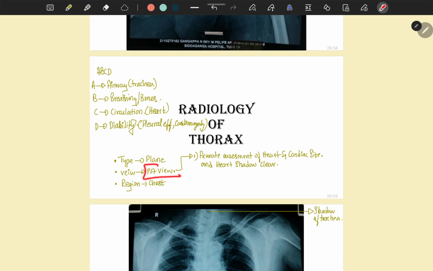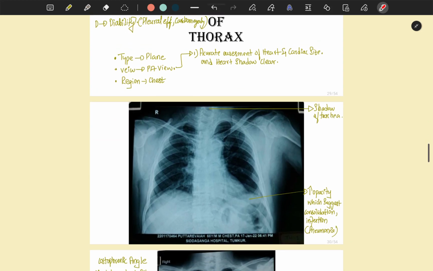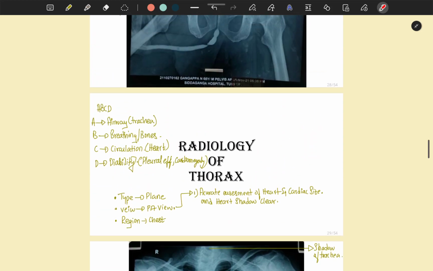Okay, why is it important for the PA view? Because accurate assessment of heart and cardiac size and cardiac shadow should be and will be clear in the PA view, unlike AP view. So here in the X-ray, you must keep in mind four features, by the mnemonic ABCD alphabets. A, coming to the A, airway.